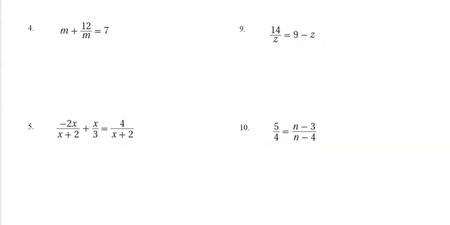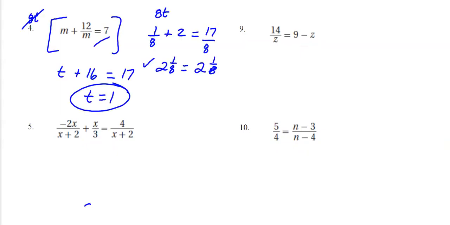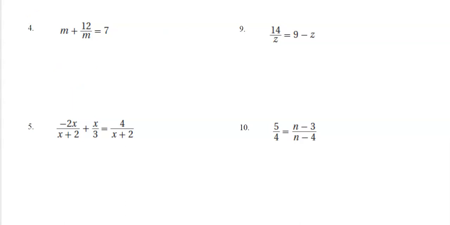All right, scrolling on down, number 4. On this one, the only number on the bottom is m, because technically I have a 1 under the m and a 1 under the 7. So I'm just going to multiply everybody by m.